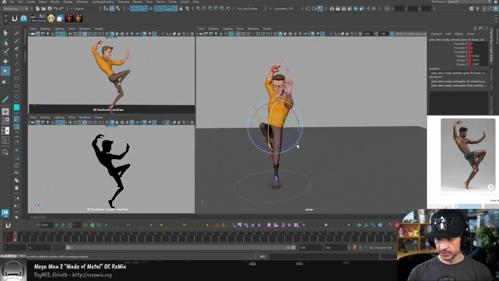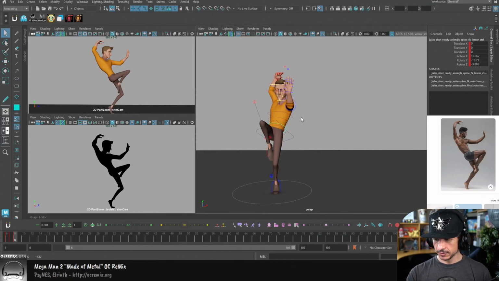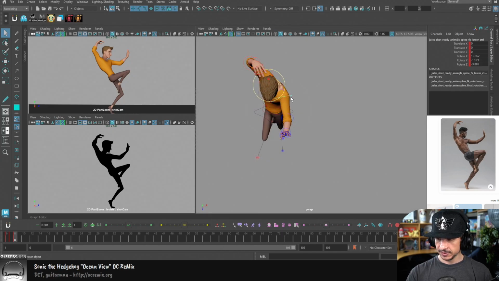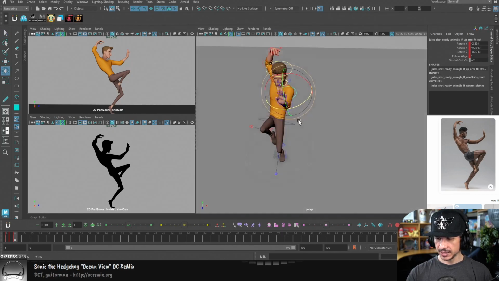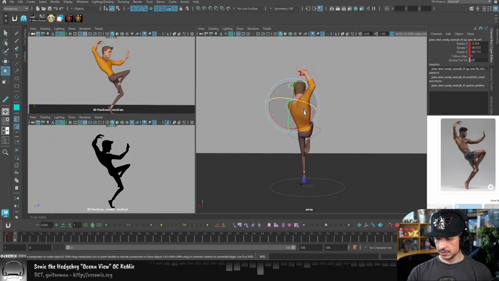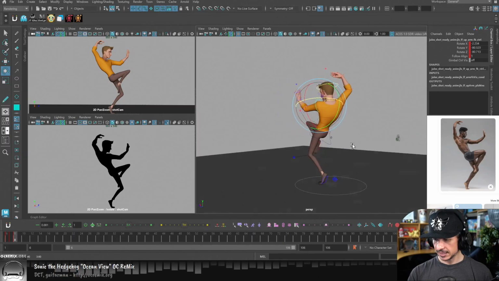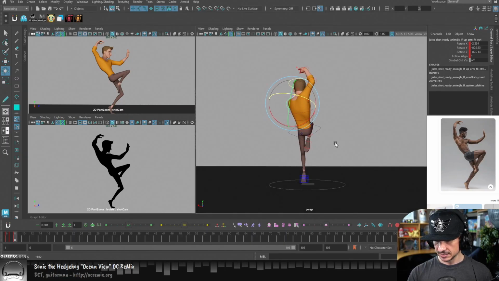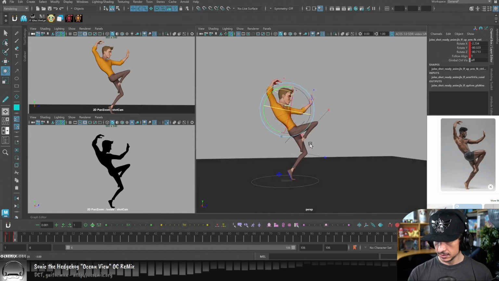So let's look at the front view here, make sure everything's still working okay. I feel like this arm's just a little too straight, so I'm going to bring it in just a little bit more. I always love looking at the pose from all angles. It just gives an idea of if anything's broken. Okay.